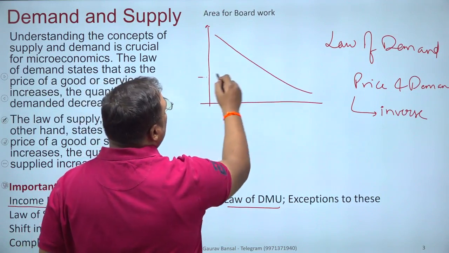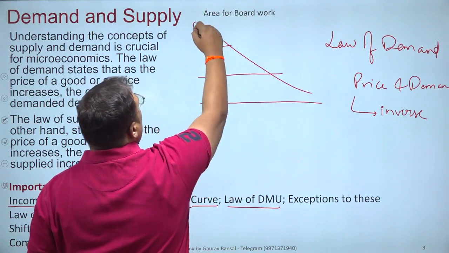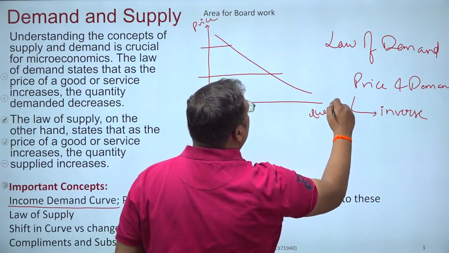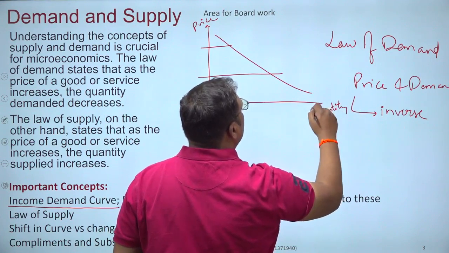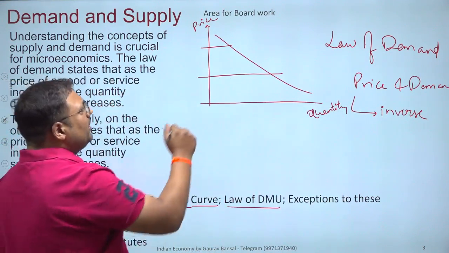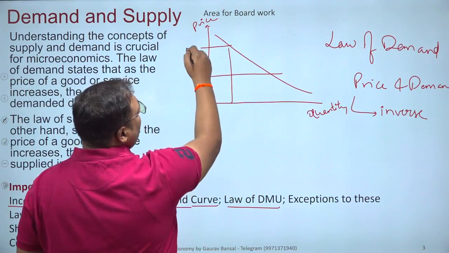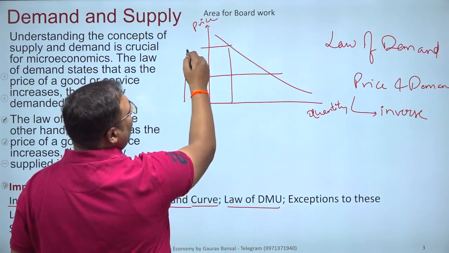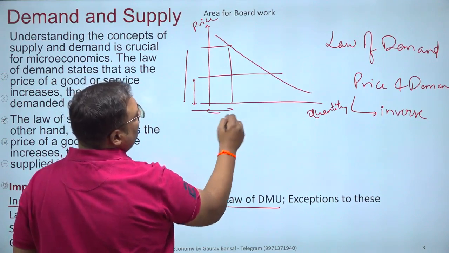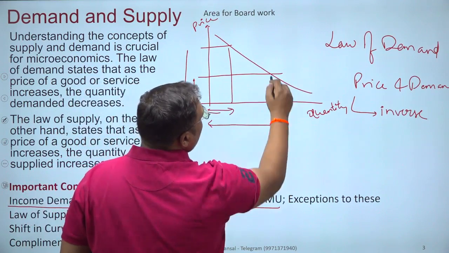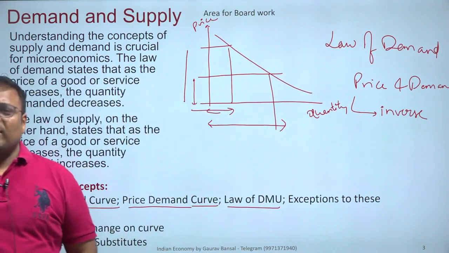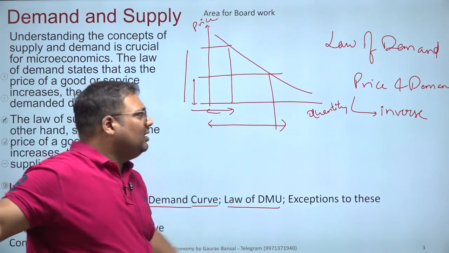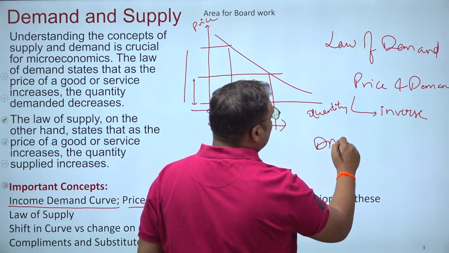Why are we ready to buy more when prices are less? On the y-axis we have price, on the x-axis we have quantity, which reflects demand, the quantity demanded. At this stage we have a higher price, and at this stage we have a lower price, and as we see, at the higher price demand seems to be low, and at a lower price demand seems to be high. Why do we demand more when price falls? Because there is a law of DMU, diminishing marginal utility.